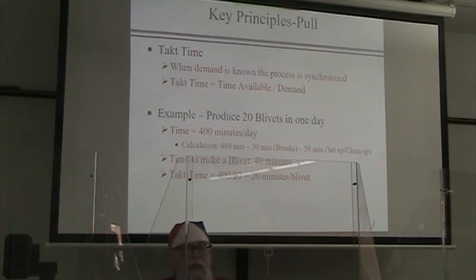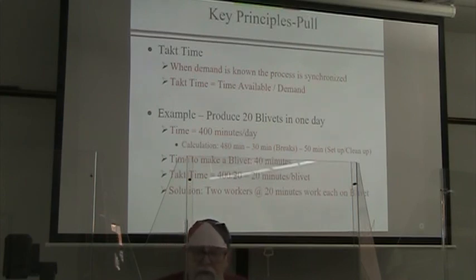All right, now, we have 20 minutes per blivet to deliver them, but it takes 40 minutes to make a blivet. So, what do we do? Well, we have two workers that each do 20 minutes of work on every blivet. So, easy peasy, lemon squeezy, as the old saying reminds us. Now, obviously, this is kind of a silly, frivolous example, but this is exactly how the calculation is done.